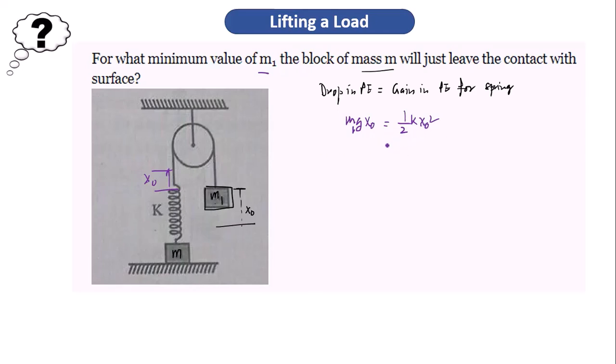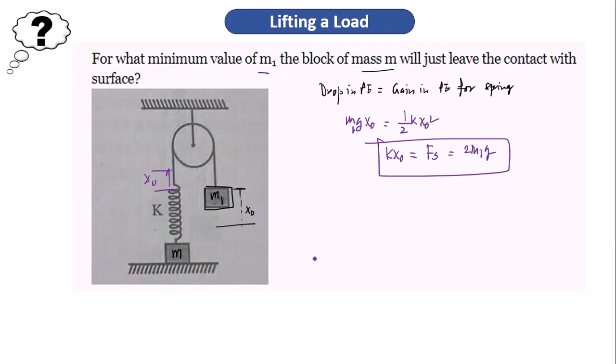From that, k x naught, which is the spring force, should be equal to 2 times M1 g. This spring force is able to lift the mass M. For the mass M resting on the floor, the spring force k x naught acts upward along with the normal reaction, and mg acts downward. In order to lift the load from the ground, the normal reaction should be equal to 0.